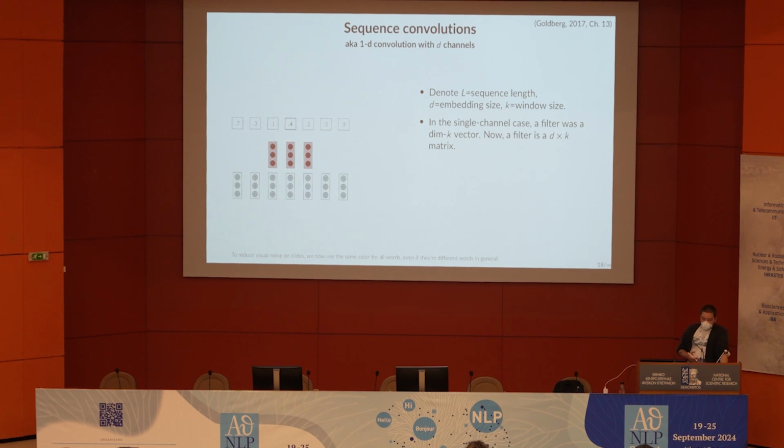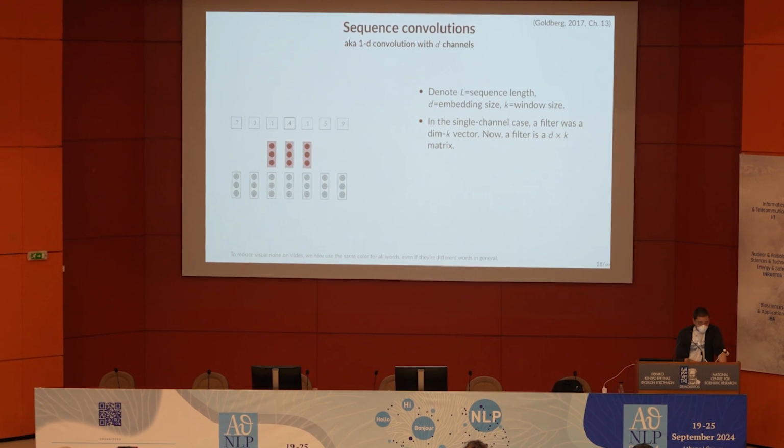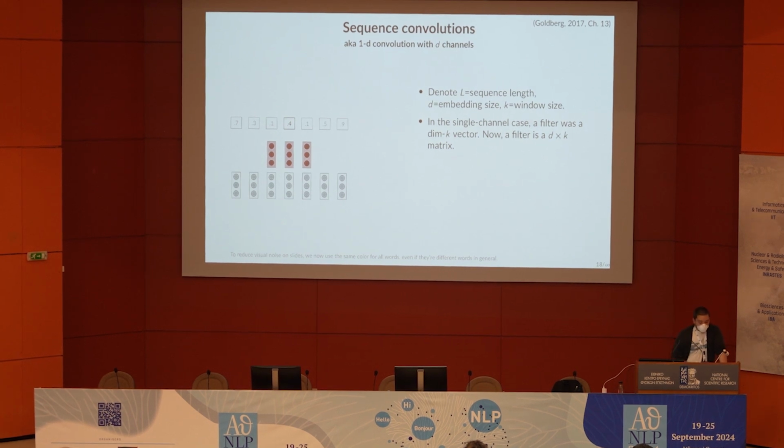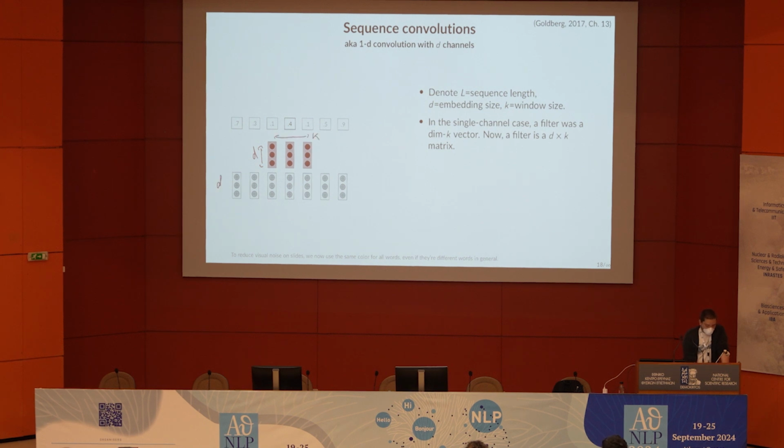Usually you would define this first in the single channel case where these are just vectors and not embeddings, but we are skipping over that part because we don't have a lot of time. So a filter is a D by K matrix. This is D and this is K, and our input is D by L. So K is less than L and K is fixed, but L can vary, right? So we can slide this filter around.